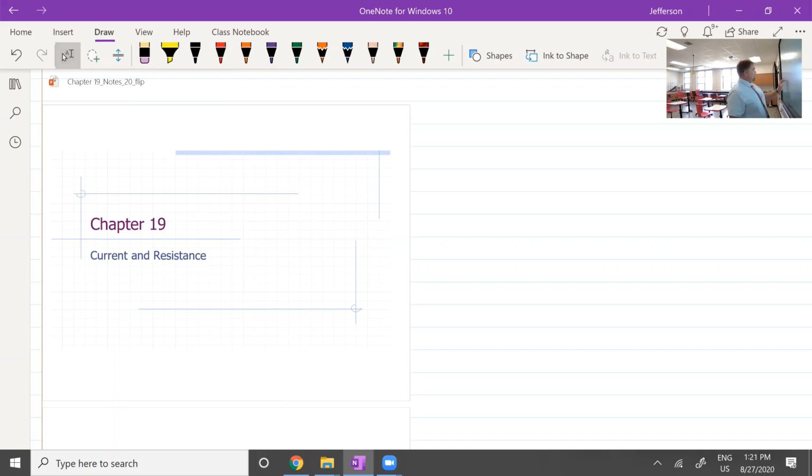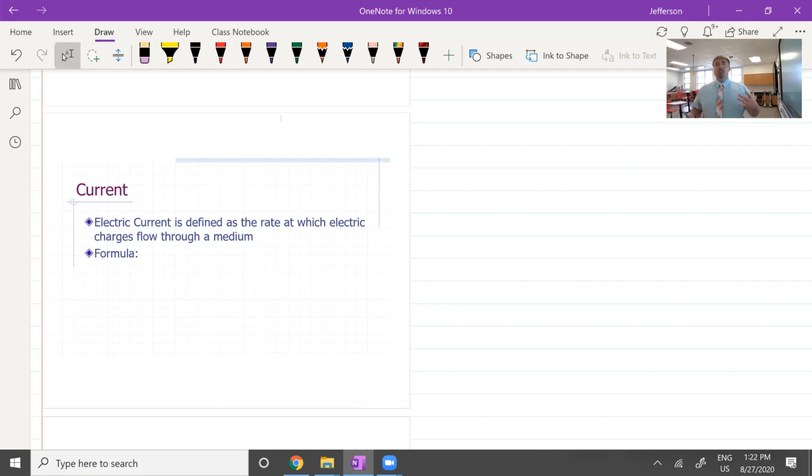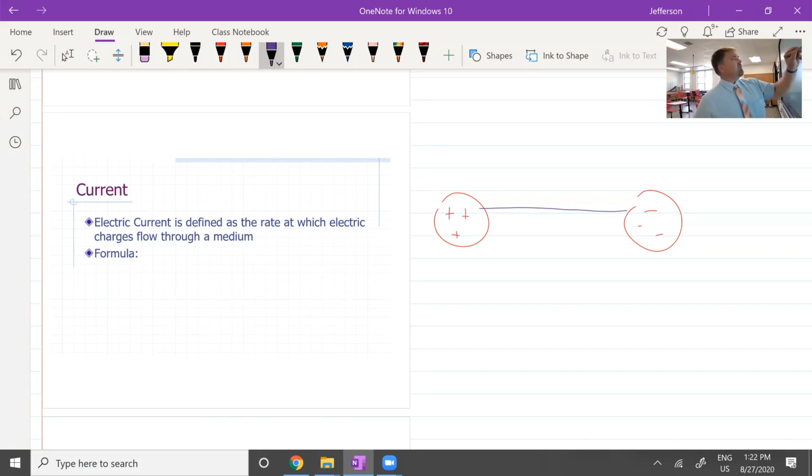All right, so we're going to talk about current. We've already mentioned this when we were talking about difference of potential. If we have a positive object here and a negative object here, and we put a conductor in between the two, charges, I used the word electrons before, would flow from the negative to the positive until they equalized each other out, until both sides had the same net charge. Well, we define this movement of charges as current.